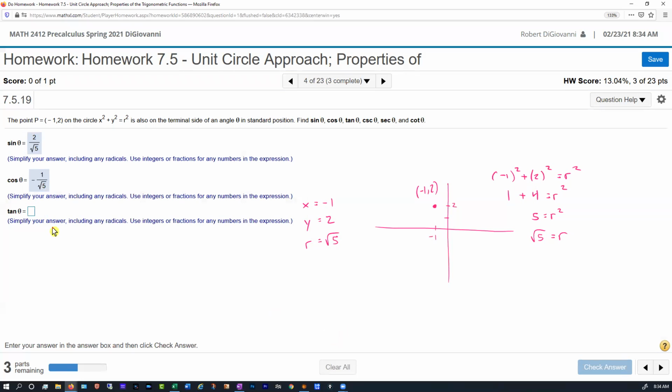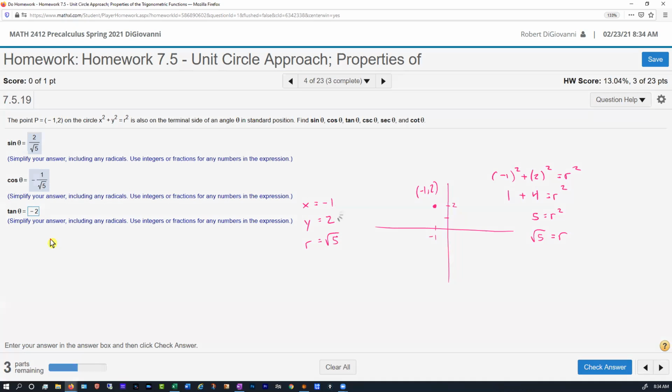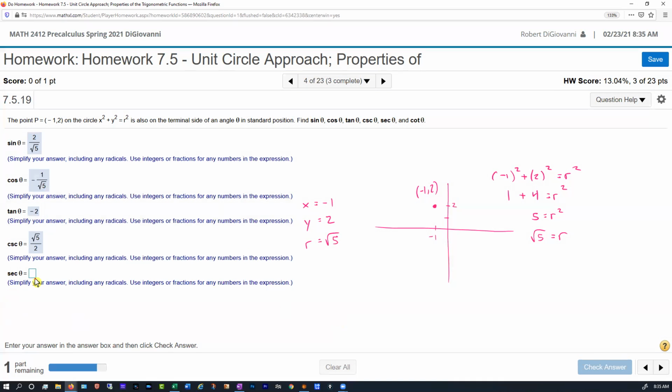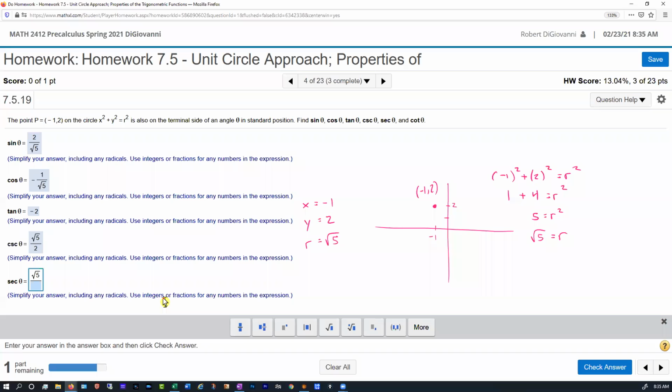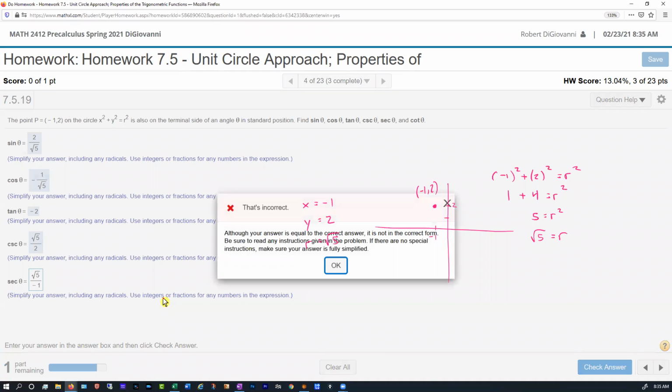Okay, let's see. Tangent will be the y divided by the x. That's just -2 over 1, which is -2. Cosecant is sine flipped, so square root of 5 over 2. Secant is cosine flipped, so square root of 5 over -1. You could just put negative square root of 5. That would be fine.